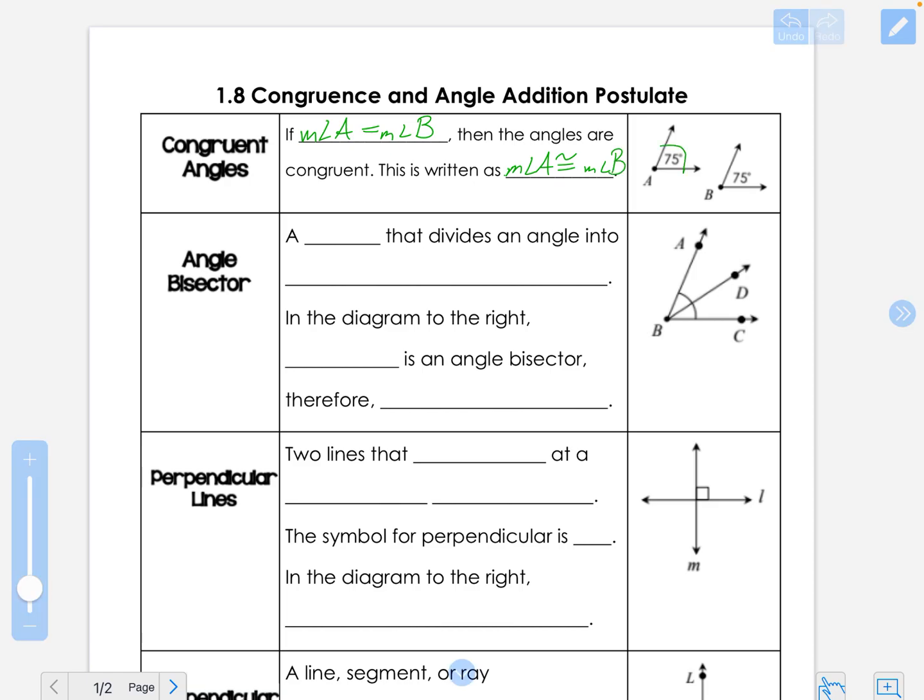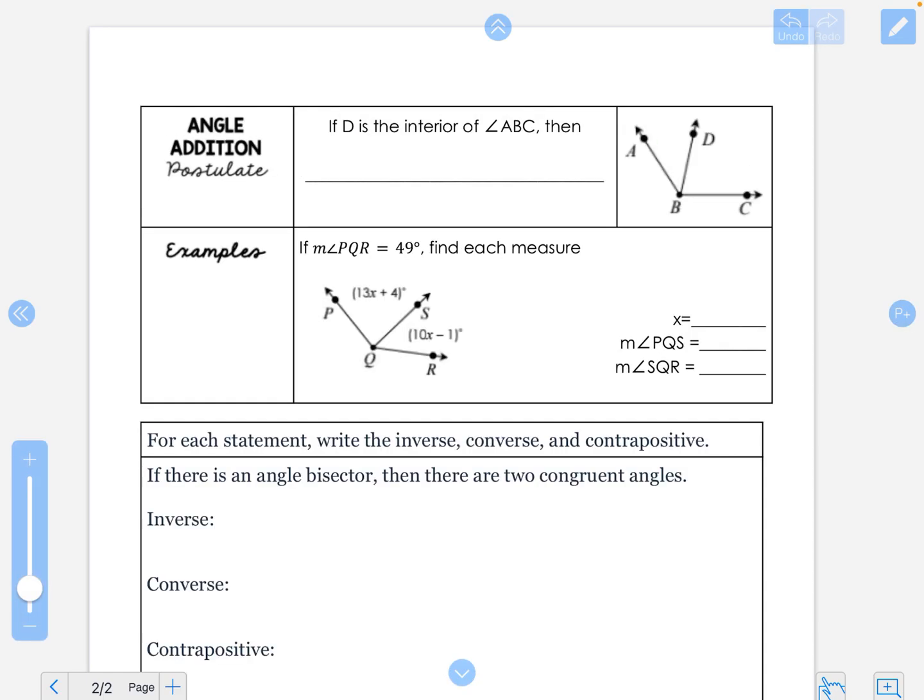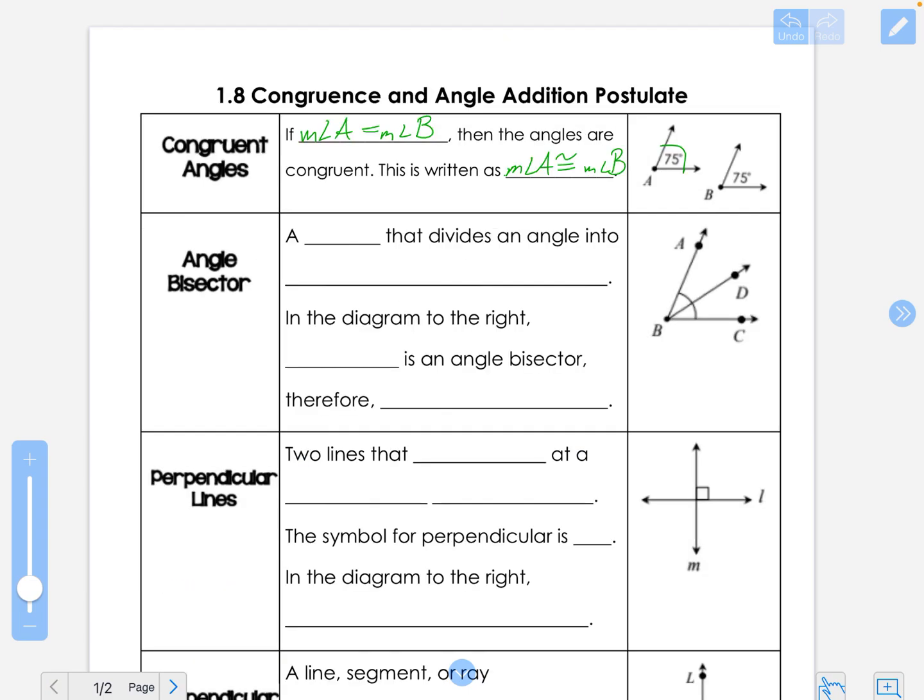Because both of these say 75, we know that they are congruent. And the way that we mark congruent angles is we draw a little semicircle, and that little semicircle tells us that those two angles are congruent.